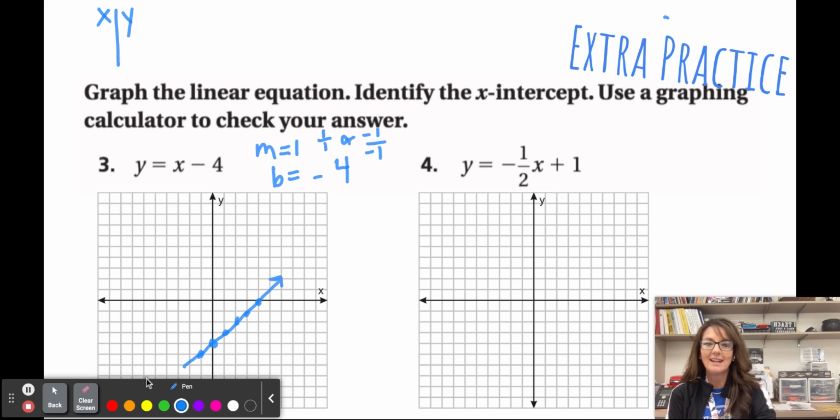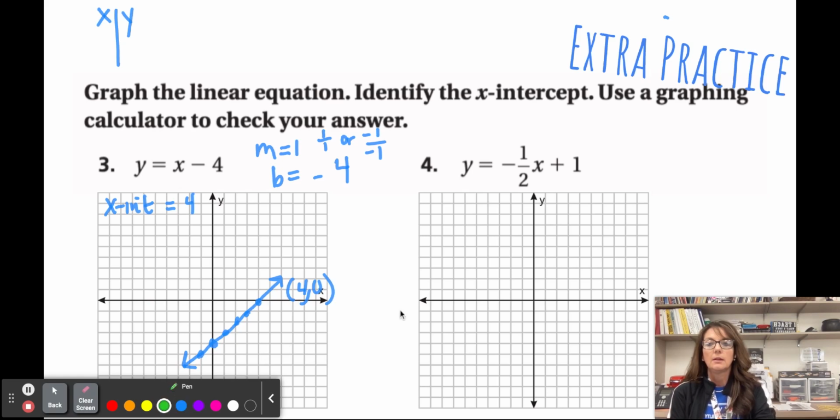All right, not a terrible line, but we want to identify the x-intercept there, and that is going to be 1, 2, 3, 4. So the x-intercept is equal to 4, that's the place where it's crossing the x-axis, and we have the point 4, comma, 0 as the x-intercept.